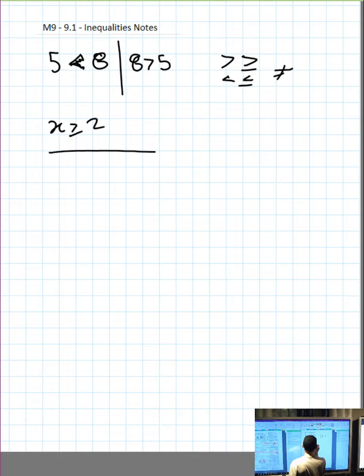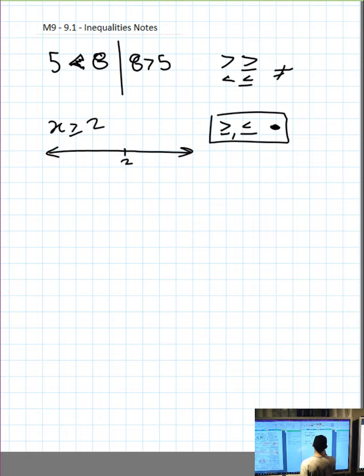So what we want to do is draw a number line. Now you can put all the numbers, but I'd rather just put the number in question. Now, in the notes, greater than or equal to and less than or equal to means a closed dot. So let's put a box around that because we have to remember that. That's in the notes. So we're going to put a closed dot at 2. Now we have to shade greater than 2.